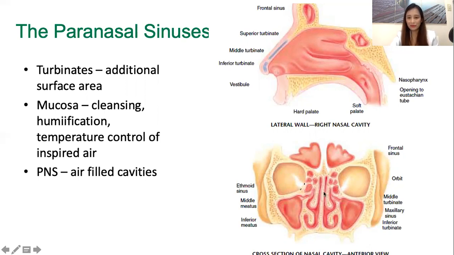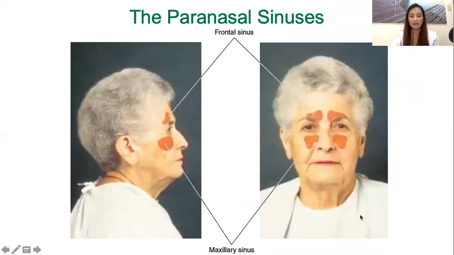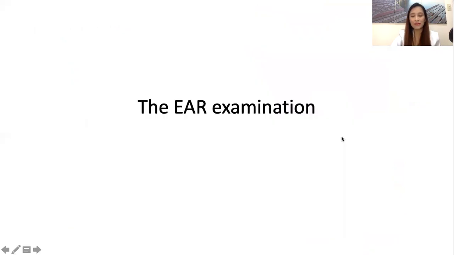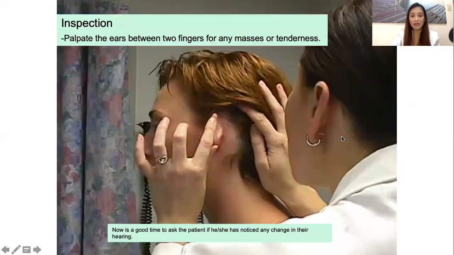And so there's your turbinates, and your maxillary sinus and your frontal sinus, your ethmoid sinus. But for your physical examination, you will only be able to examine the frontal and your maxillary sinus. Externally, you will be able to appreciate the frontal sinus here, but you will usually be examining it from over here. And your maxillary sinus is over here. Okay? Very easy to examine.